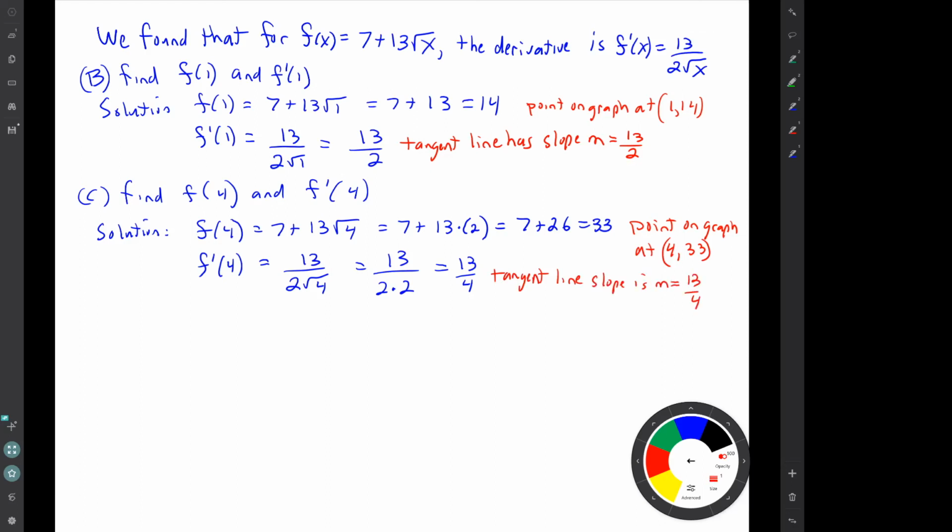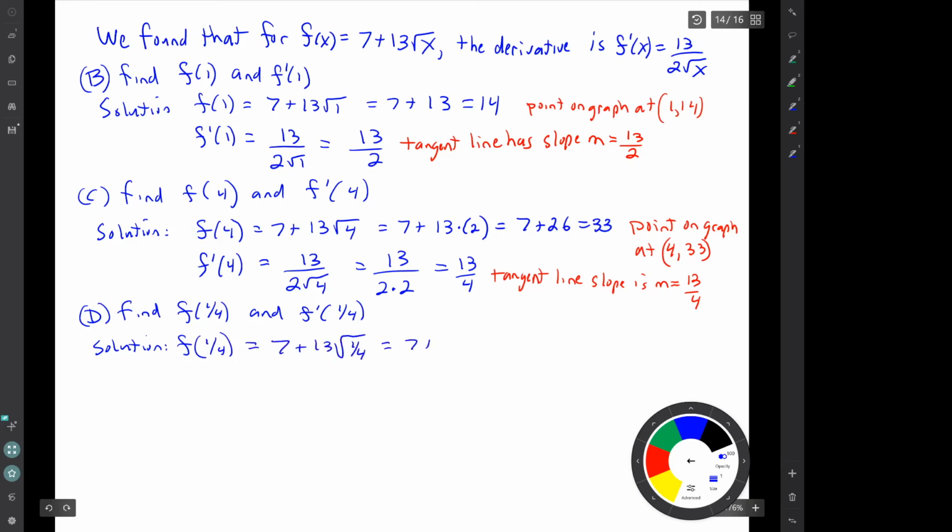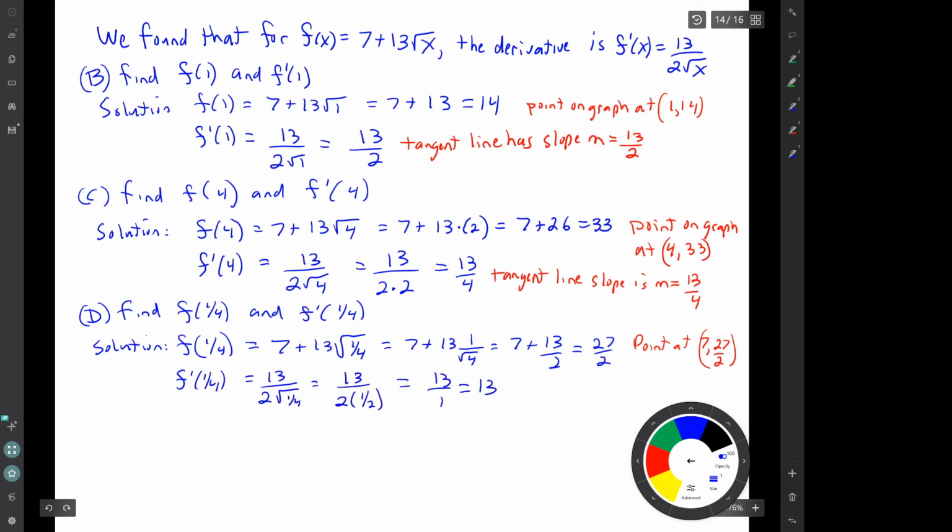Part D, do the same thing at x equals 1/4. f of 1/4 is the number 27 halves. That tells us there's a point on the graph at 7, 27 halves. f prime of 1/4 is 13. That tells us the tangent line slope at x equals 1/4 is the number m equals 13. Finally, part E. Do the same stuff at x equals 0.